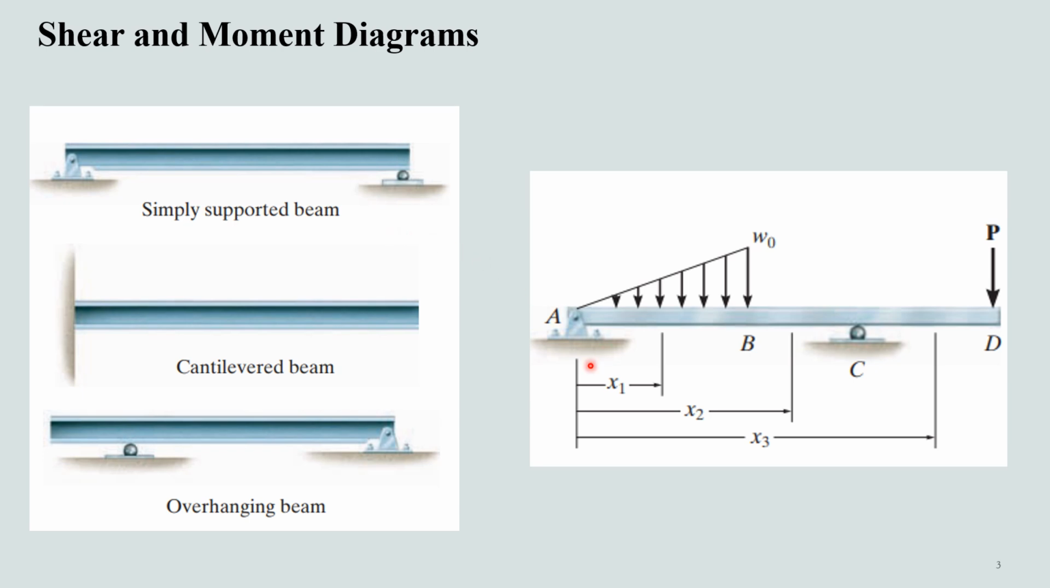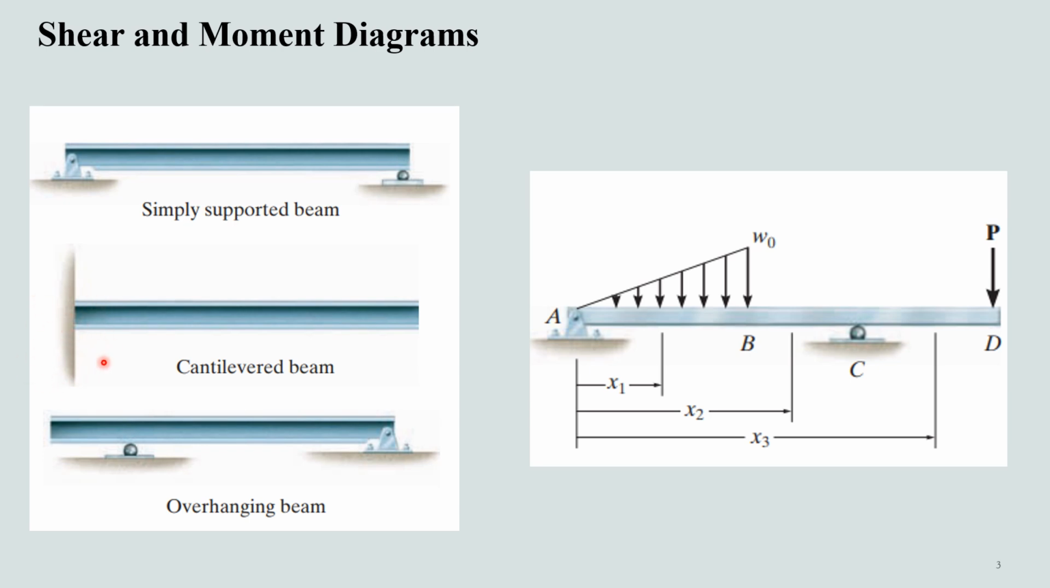For example, a simply supported beam has a hinge support at one end and a roller support at another end. A cantilevered beam is having a fixed support only at one end. Fixed support means that it is not allowed to translate in either horizontal or vertical direction, and it is also not allowed to rotate in any direction due to this fixed support here.